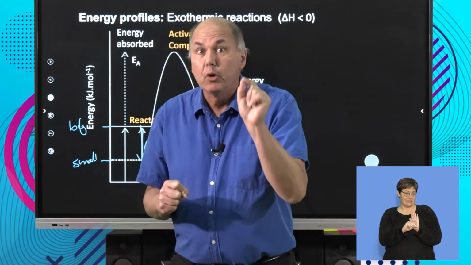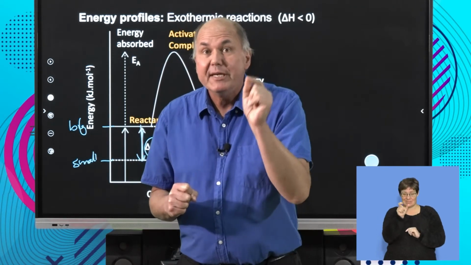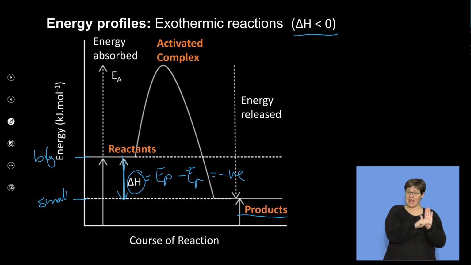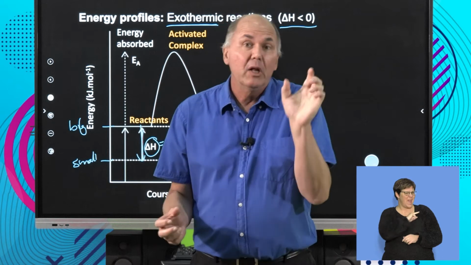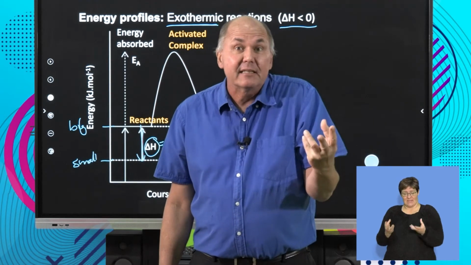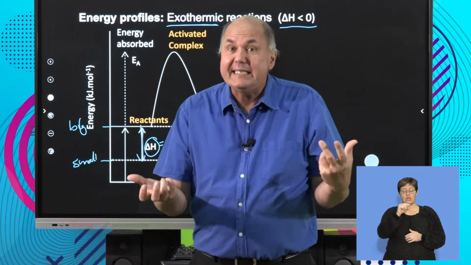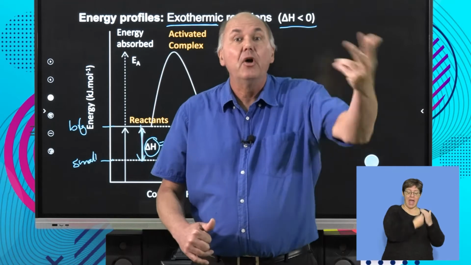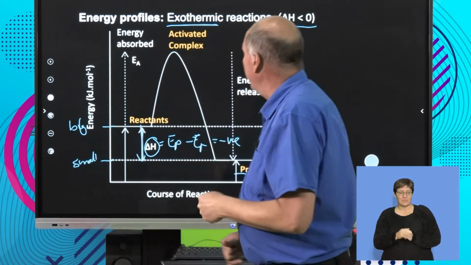There's a very important term for that. We need to recognize that when it's a negative delta H, then it's an exothermic reaction. Why do you think it's the word exothermic? Well, exo means giving out, like exit, and thermic means heat. So exo, out, heat going out. And that's exactly what's happening here.